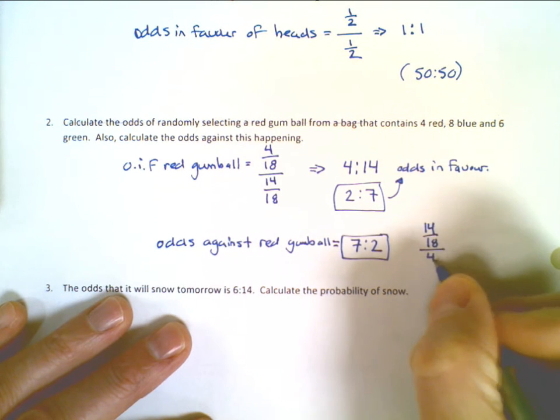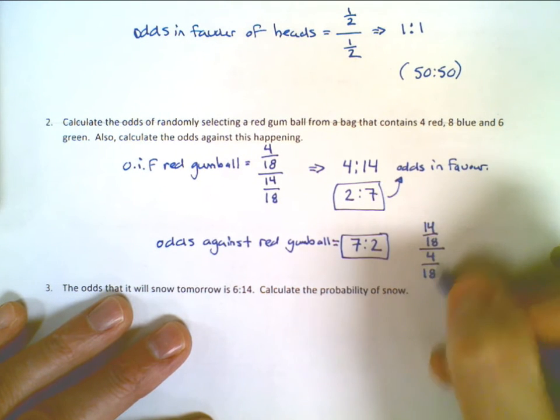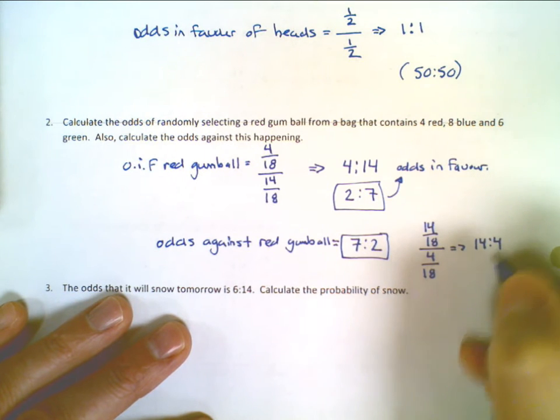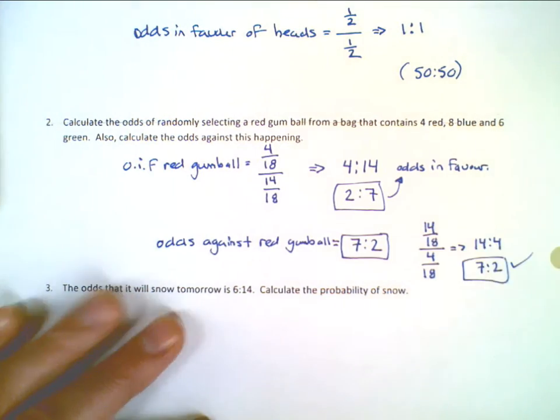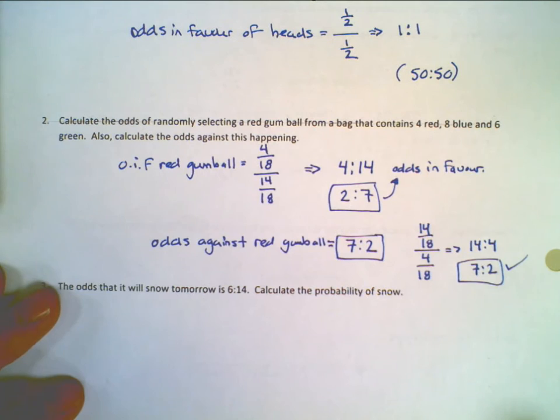divided by the probability of getting the red gumball. Again, the common denominator is 18 at the bottom, you can see here. So that translates to 14 to 4, which reduces to 7 to 2. Same answer. So you can see there's 2 different ways of representing that.